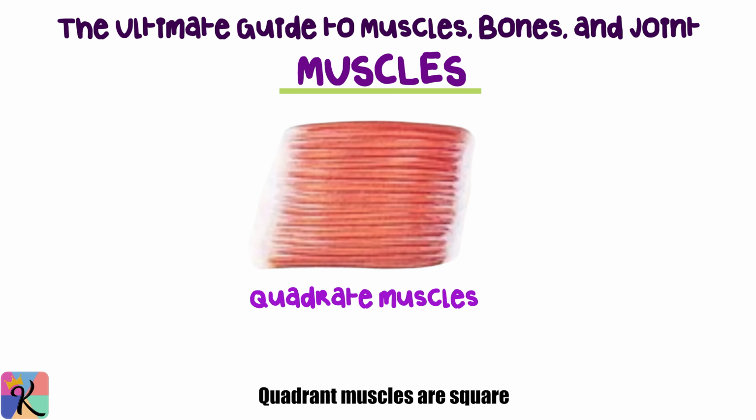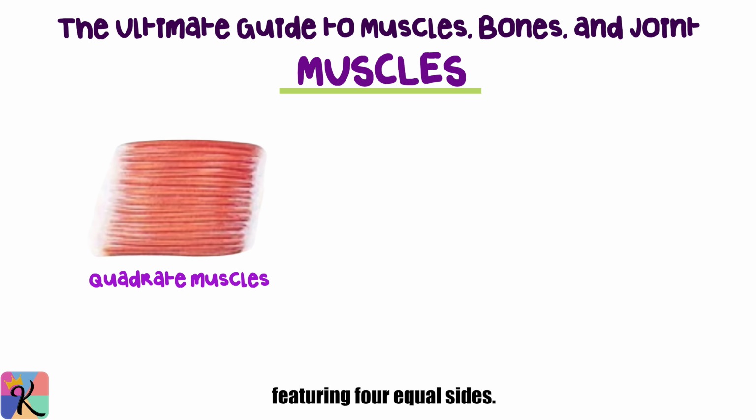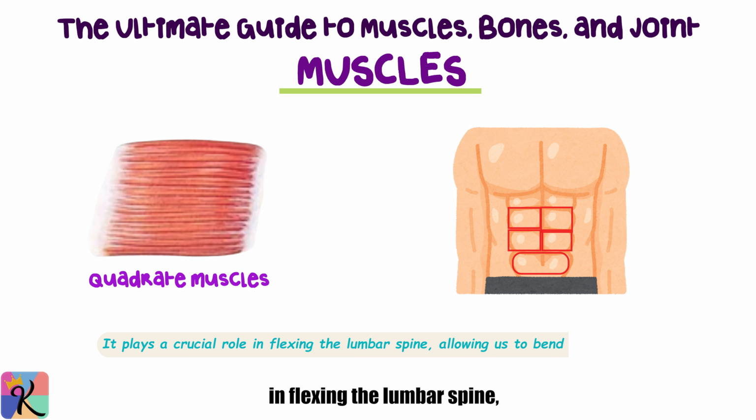Quadrate muscles are square or rectangular, typically featuring 4 equal sides. The rectus abdominis, your six-pack muscle, is a prominent example. It plays a crucial role in flexing the lumbar spine, allowing us to bend forward.